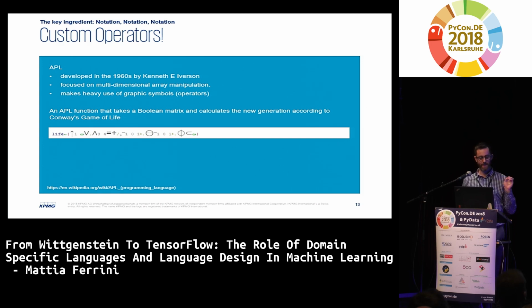A language developed in the 60s, focused on multidimensional array manipulation, and makes heavy use of graphic symbols. We see here, for example, a function that takes a Boolean matrix and calculates the new generation according to the Conway game of life. Now, it's very terse. Some people like it, some people don't. Personally, I find it very hard to understand, but it's a matter of taste. It's part of the work of a language designer.